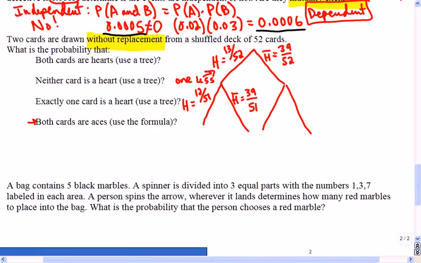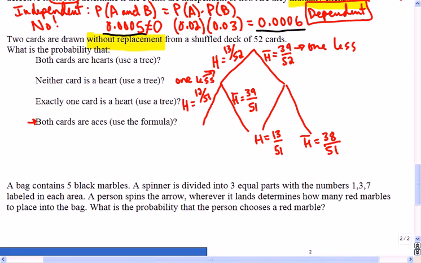For this side of the tree, if I didn't draw a heart, then here the probability that it's a heart is going to be the same as it was before, because we haven't touched them, but there are 51 cards left in the deck. The probability that it's not a heart is going to be 38, because I've got one less. And since that card came out of a 52 card deck, there's 51 cards left in the deck. So now I've got all my branches labeled.